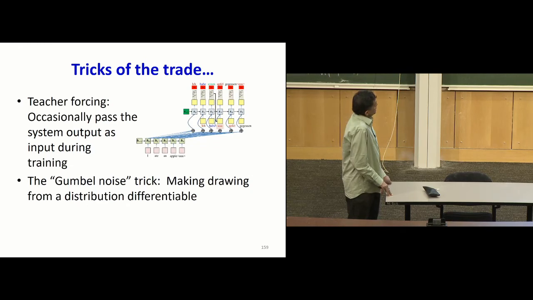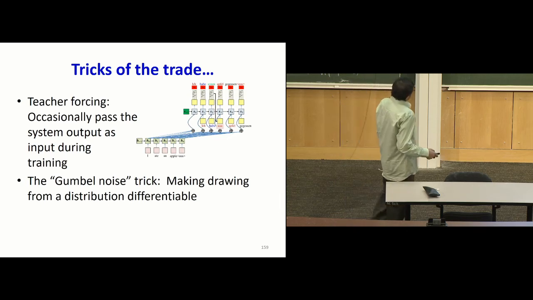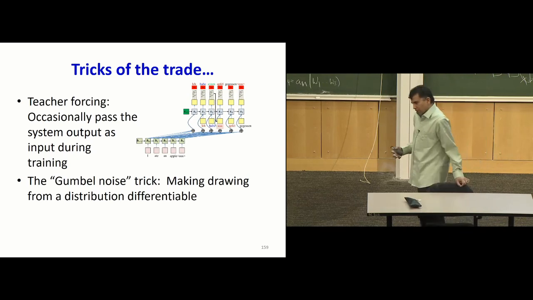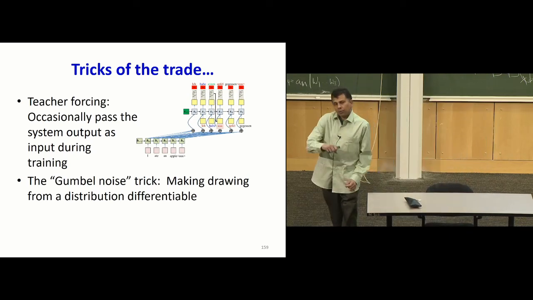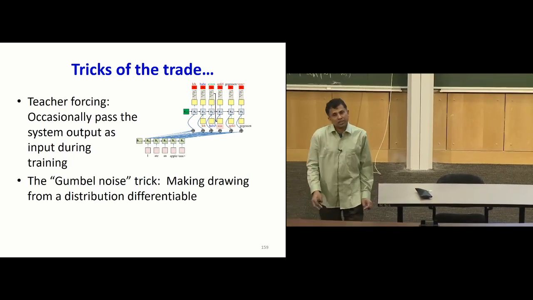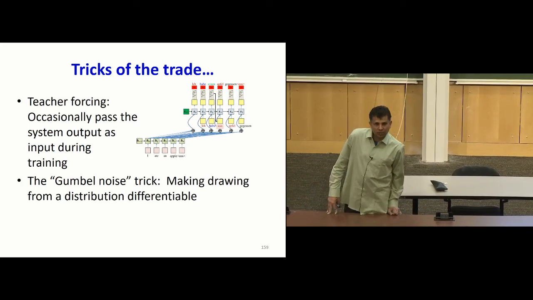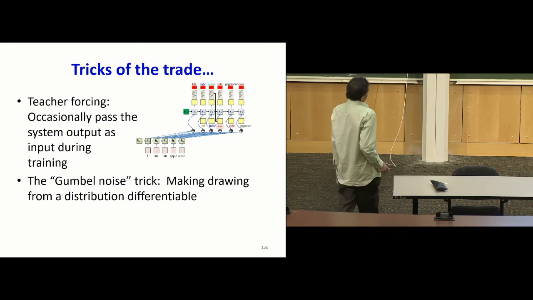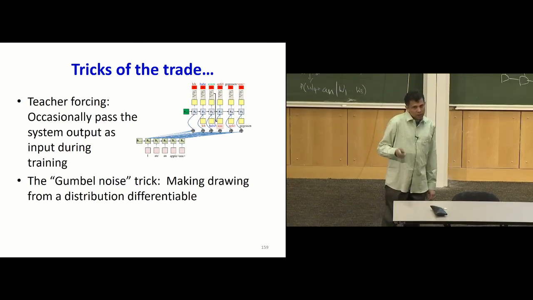So this mechanism is what we call teacher forcing, which occasionally passes the system output as input during training. This introduces some extra complications, in that the process of selecting a word from a probability distribution is not a differentiable function. So we need some reparameterization using a technique called the Gumbel noise trick, which you will learn about in your recitation.